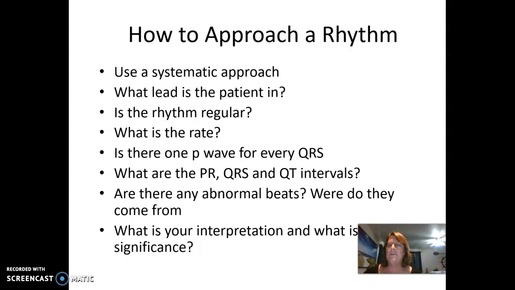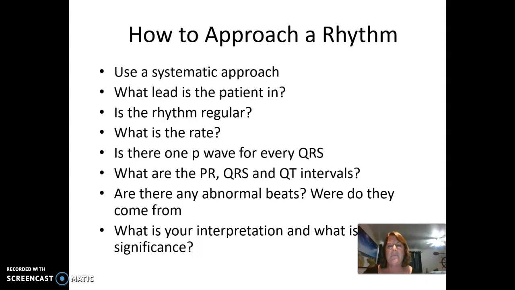The next thing you're always going to ask yourself is, is the rhythm regular? What I mean by regular is the spacing from QRS complex to QRS complex to QRS complex. Is it the same spacing, or is it irregular? What is the rate? We'll count how many beats we have in 6 seconds and multiply by 10. Is there one P wave for every QRS? And is our P wave normal, rounded, and symmetrical?